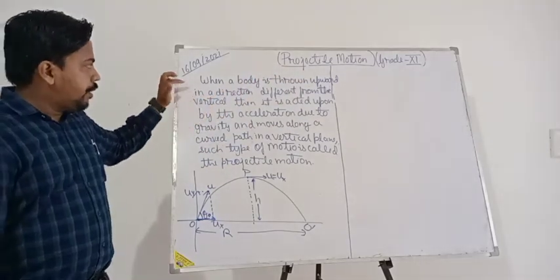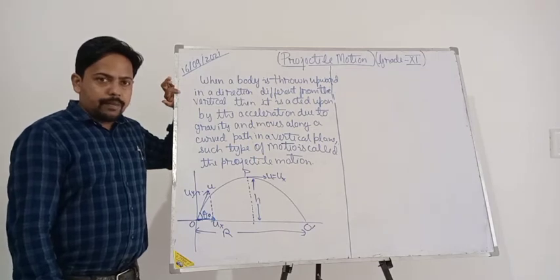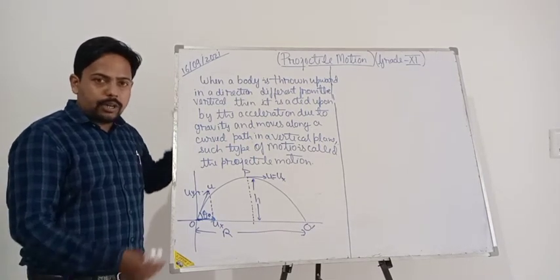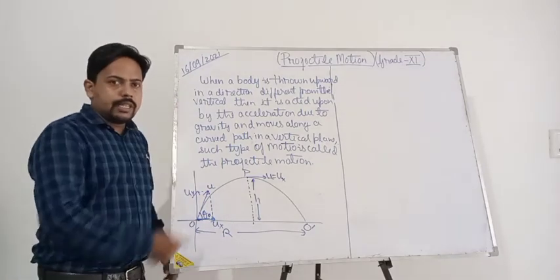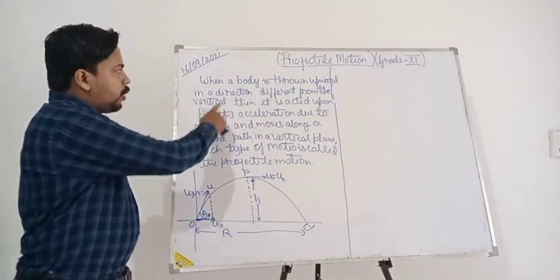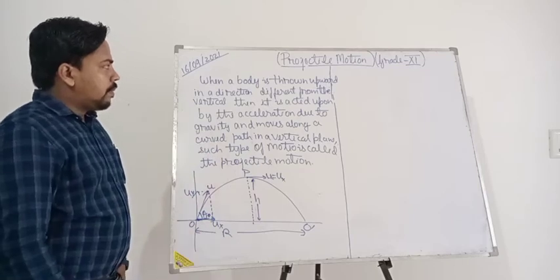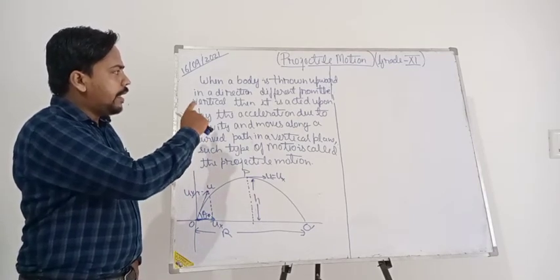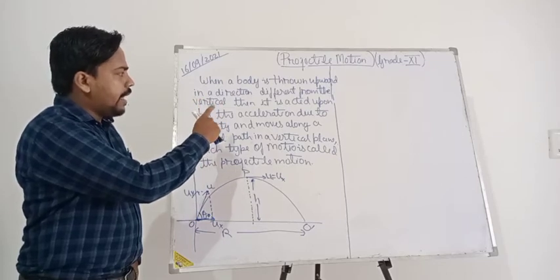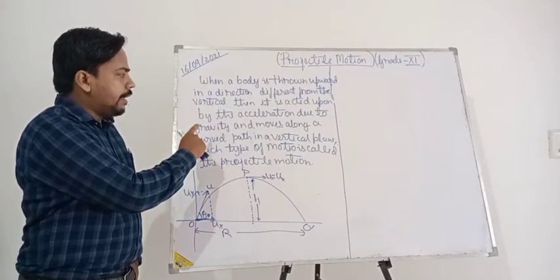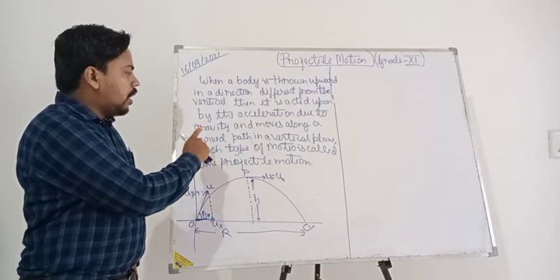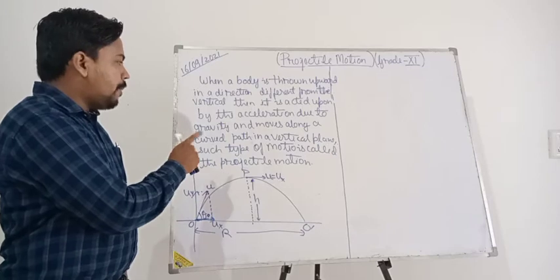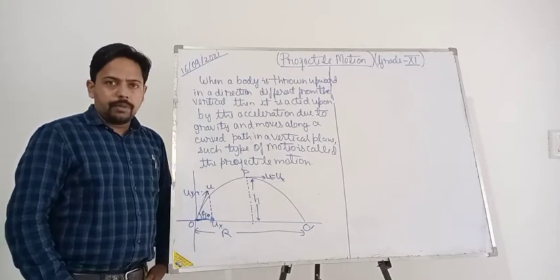So here is the definition of projectile motion. According to this statement we can analyze what projectile motion is. As you can see, it has been written there that when a body is thrown upward in a direction different from the vertical, then it is acted upon by the acceleration due to gravity and moves along a curved path in a vertical plane. Such type of motion is called projectile motion.